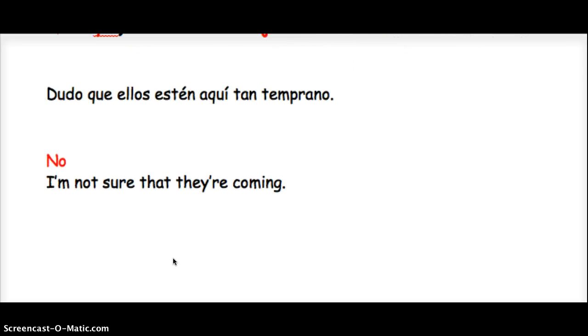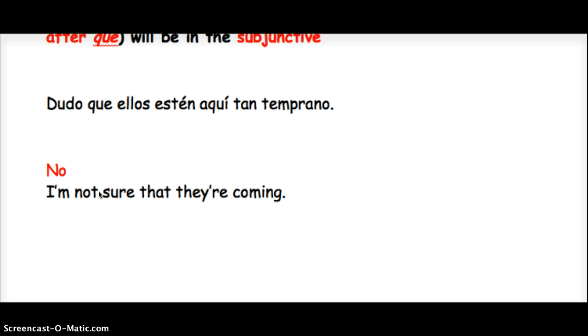I'm not sure that they're coming. Here's our that, our K. Before the K, we have I'm not sure, which implies some sense of uncertainty. So since you're feeling uncertain, what comes after the K is going to be in the subjunctive. So, no estoy segura, or seguro if you're a guy, que ellos vengan.